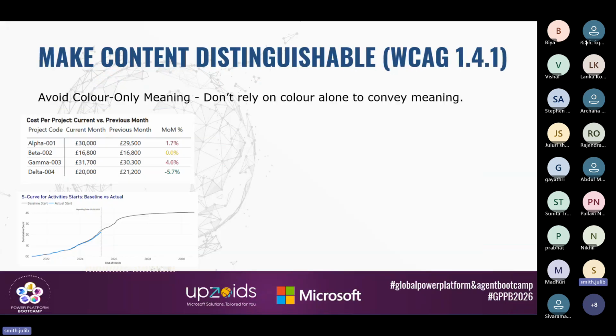And then that brings to the next, it's still within making content distinguishable. The WCAG states that we should avoid color only meaning, which means we should not rely on color alone to convey meaningful information. So I have here an example, very simple. We have a table with conditional formatting to use red, amber, and green. I'm sure that most of us must have done something like that, even in Excel. And there is also a line chart where the only way to distinguish the two series is based on the color. What can we do?